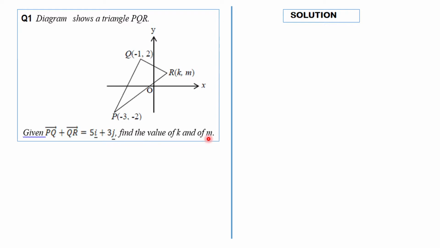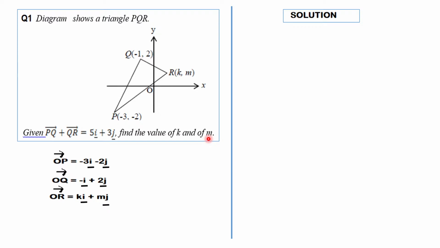Now remember, whenever coordinates are given, then you can form position vectors. So what is a position vector? A position vector is a vector that originates from the origin. For example, the position vector of coordinate P will be vector OP. The same thing goes for coordinate Q. The position vector of coordinate Q will be OQ. So just remember, the position vector originates from the origin. That is very important knowledge that you need to know.